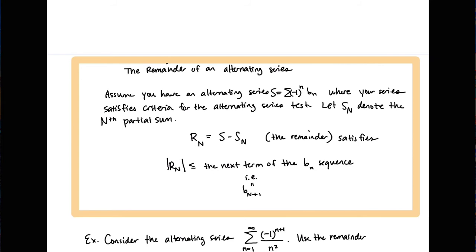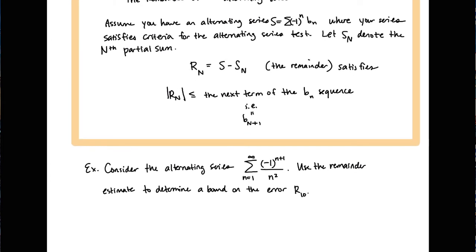The property that's really nice about these is that it turns out the remainder is less than or equal to the next term of the positive part of the sequence. So if we just look at the b_n part, the remainder is going to be less than or equal to b sub capital N plus 1, which means the next term of the b sub n sequence.